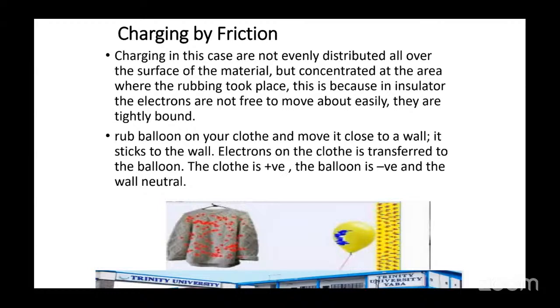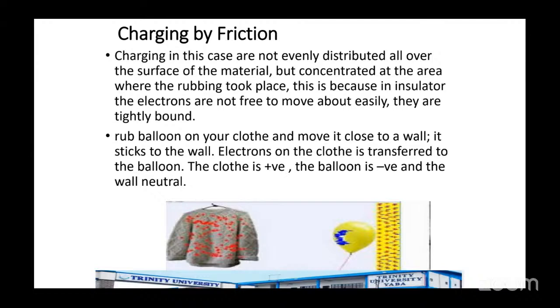So a third example here is rubbing your cloth with a balloon. So when you rub your cloth with a balloon and then move it close to the wall, it sticks to the wall.